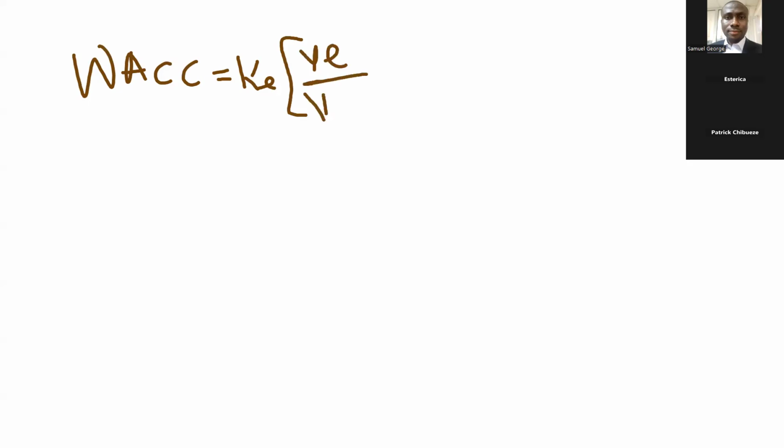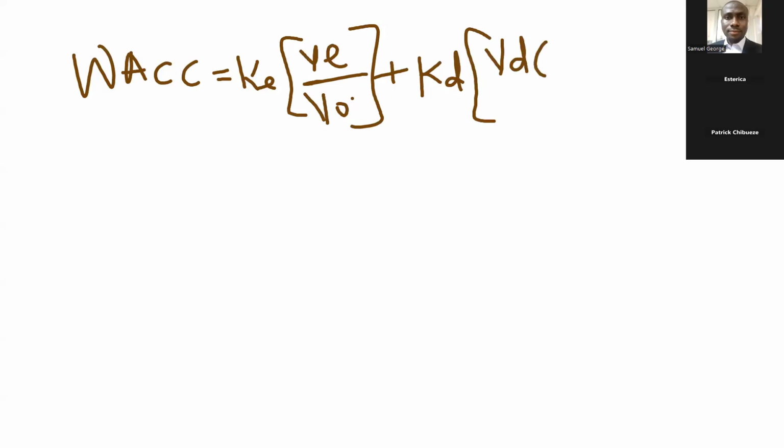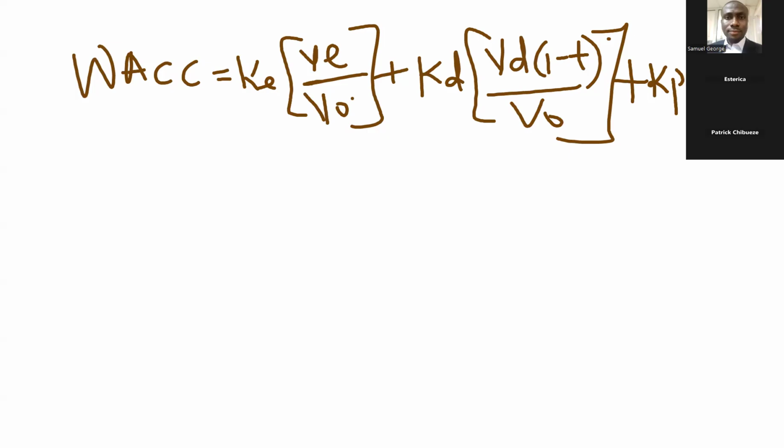Okay, good. Now, what's our WACC formula? Our WACC is equal to KE times VE divided by VO, plus KD times VD (1 minus C) divided by VO, plus KP times VP divided by VO, and so on. Yes, that's our WACC formula.